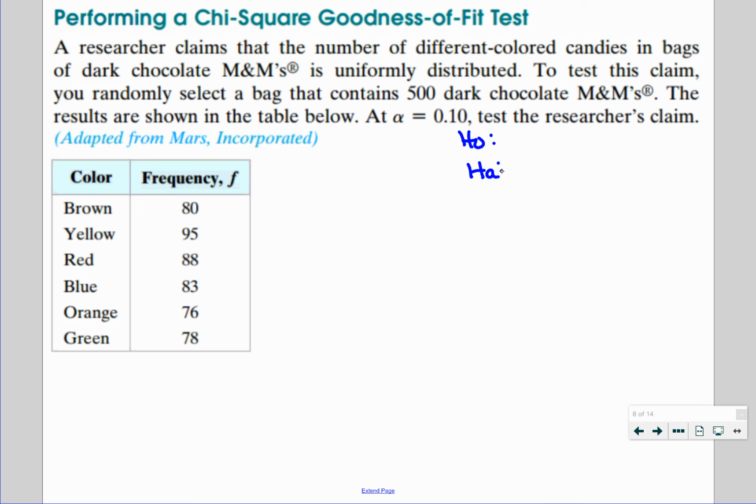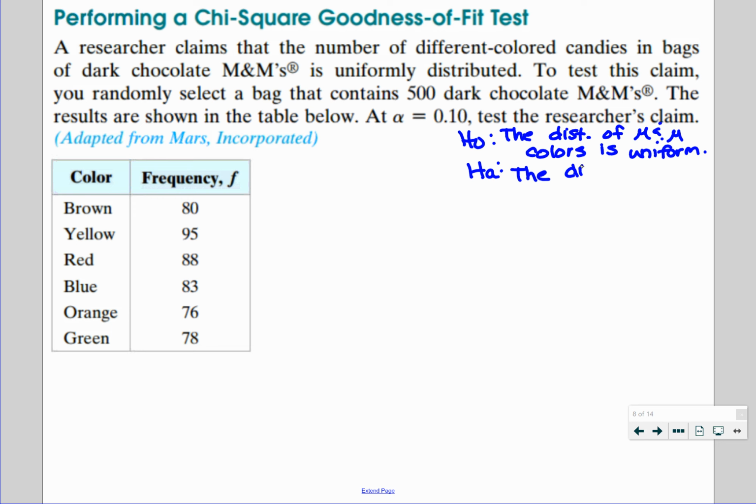All right, so we are going to start by writing a null and an alternative hypothesis. Okay, so the null hypothesis is that the distribution of dark chocolate M&Ms matches what is being claimed. And the claim is that it's uniform. So the distribution of M&M colors is uniform, which means there's the same amount of each color. And then the alternative hypothesis is the opposite of that.